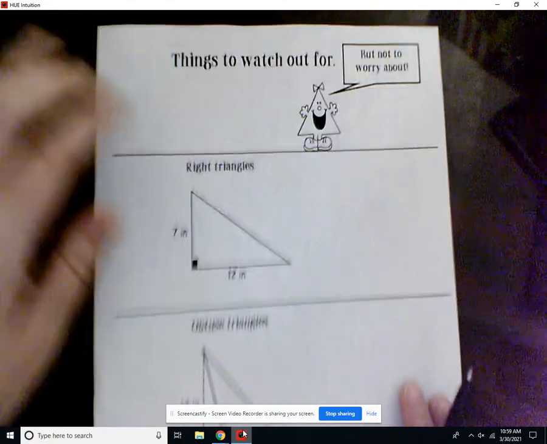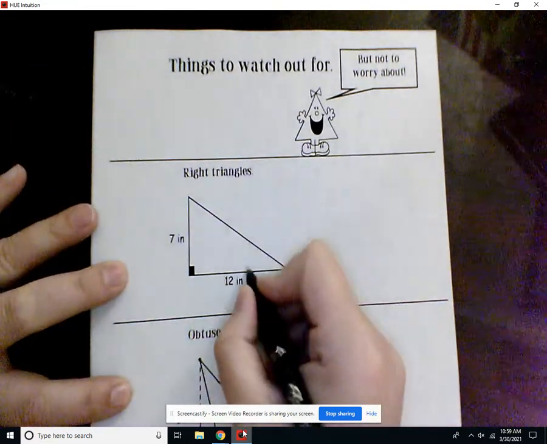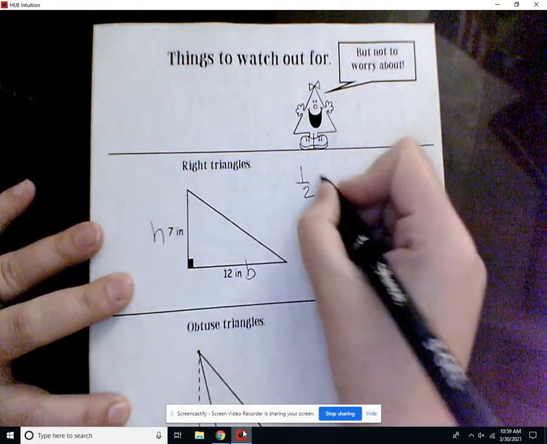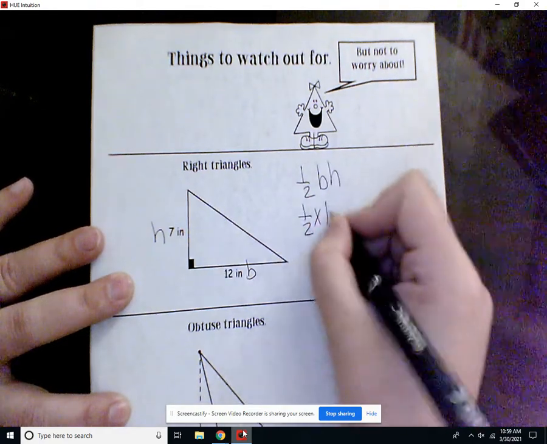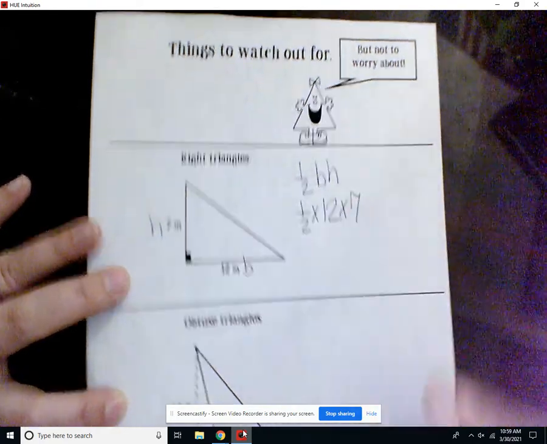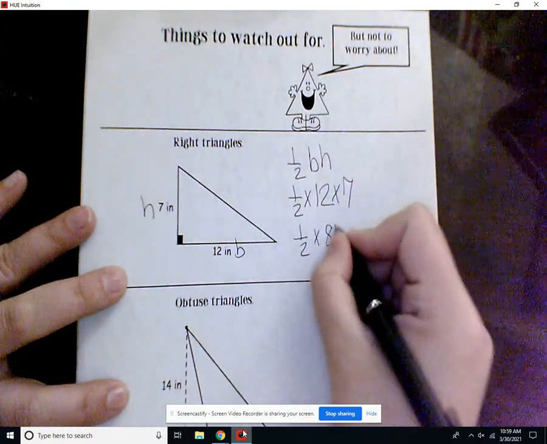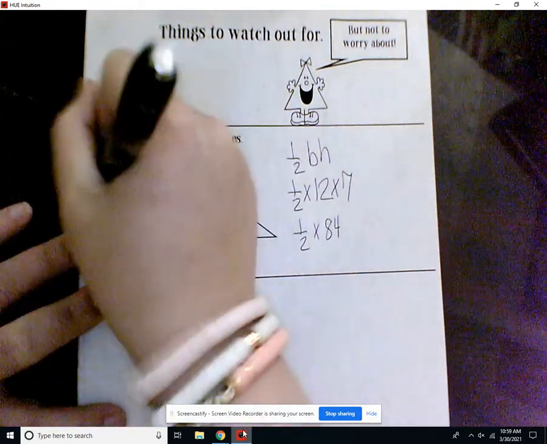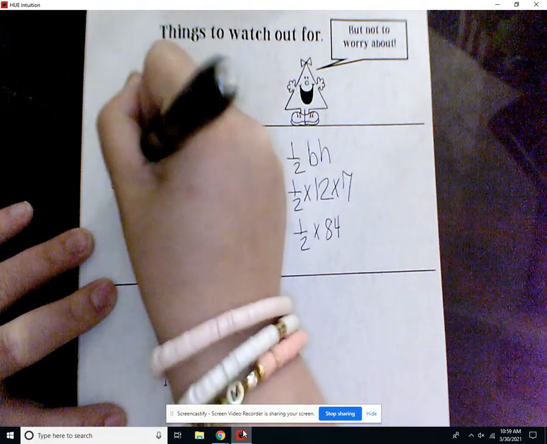All right, so right triangle, okay? So it looks different, but still the same. There's your base, there is your height. So we've got our 1/2 BH. So base is 12, height is 7. So we're going to multiply 12 times 7, which is 84. Cut it in half. Half of 84 is 42 inches squared.